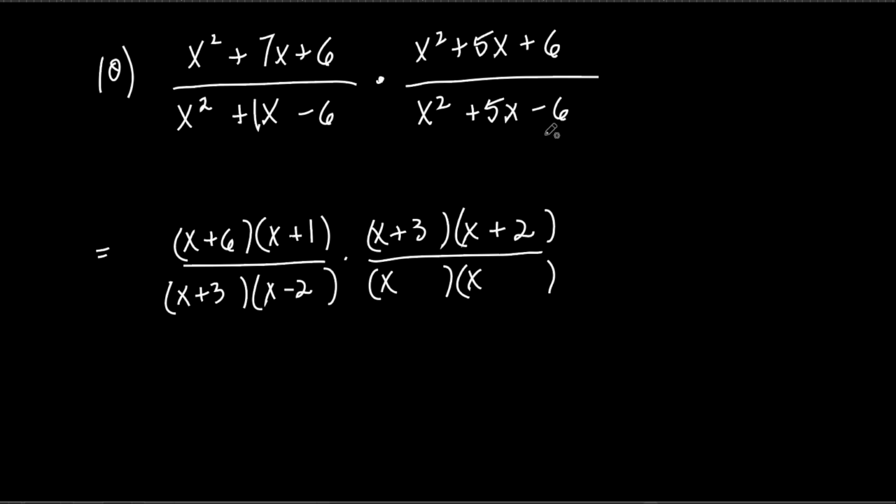Okay, so here we go. Negative 6. These have to multiply to be negative 6 and add up to be a positive 5. That's it. Positive 6 and negative 1. It multiplies to be negative 6 and it adds up to be a positive 5. Again, just thinking about it.